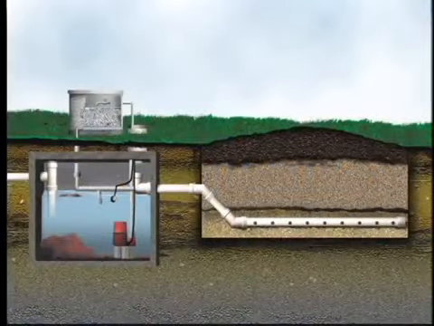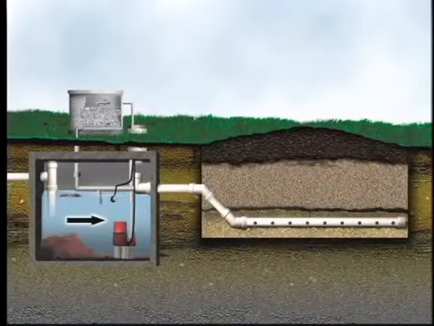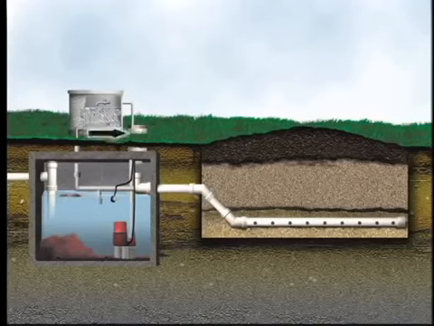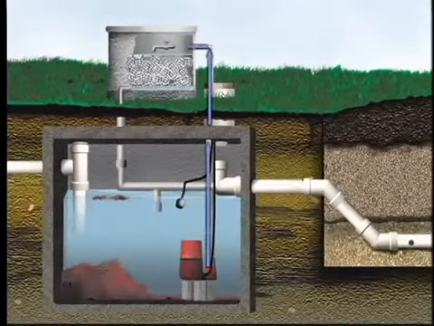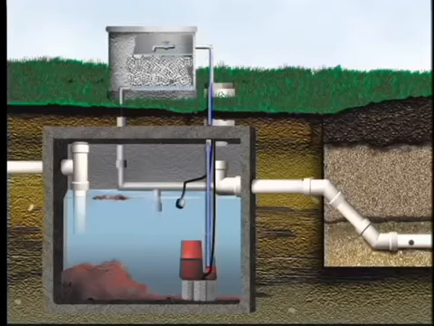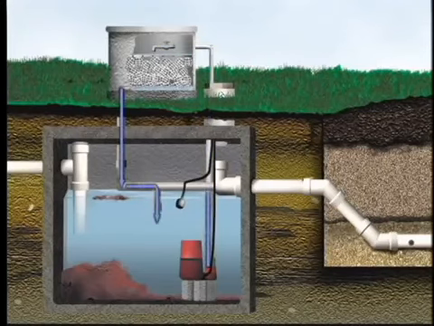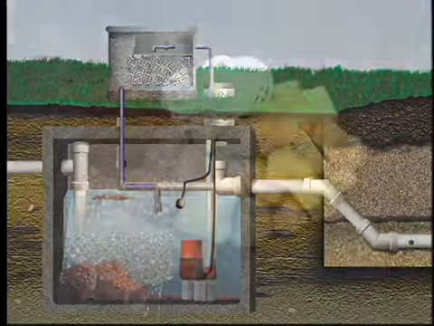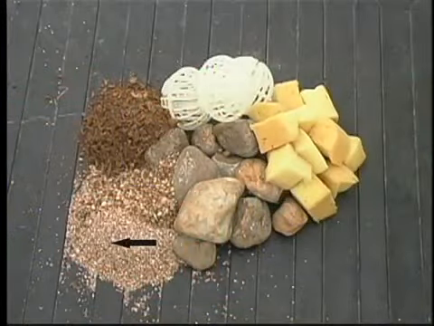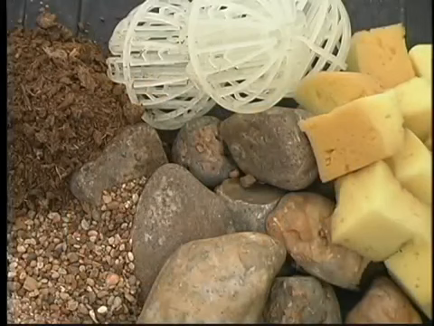Recirculating media filters consist of a septic tank, recirculation tank, media bed, and land application system. In these systems, wastewater is pumped from the recirculation tank and distributed onto the surface of the media bed. This aerates the wastewater as it's allowed to drain back into the tank. This media may consist of sand, gravel, plastic, peat, foam, or fabric.